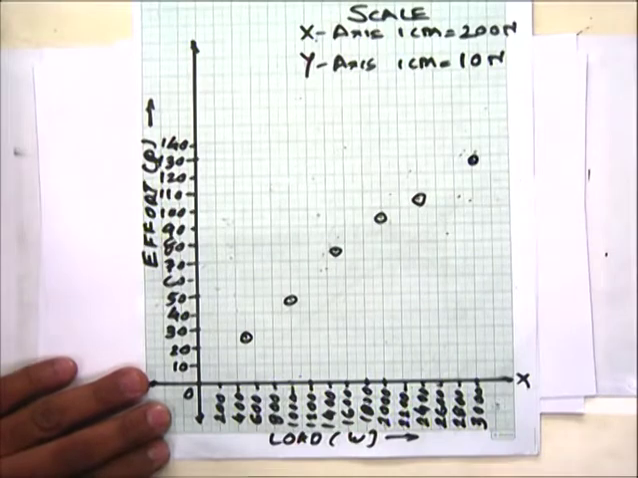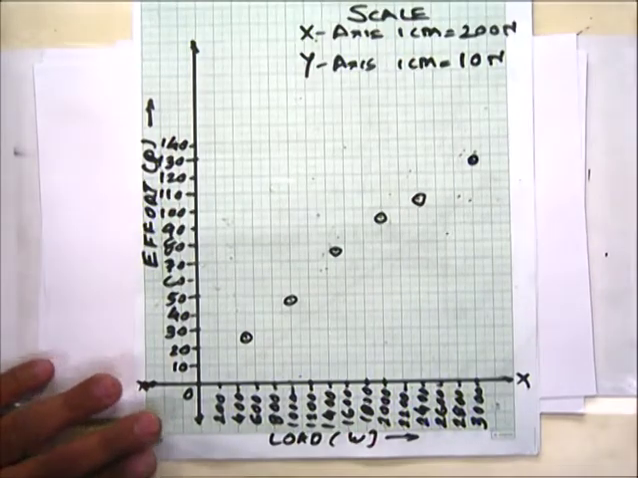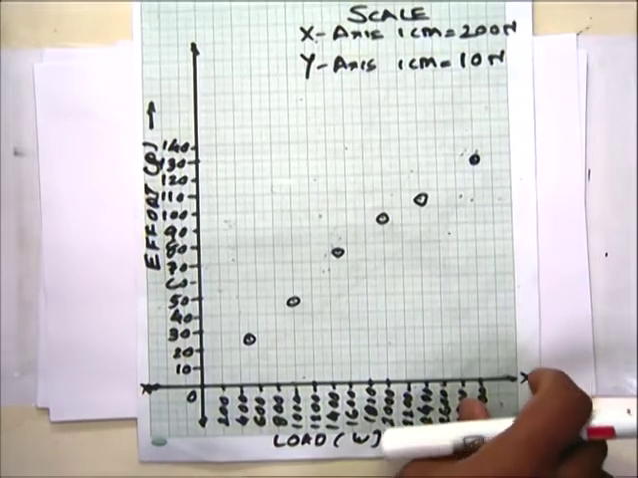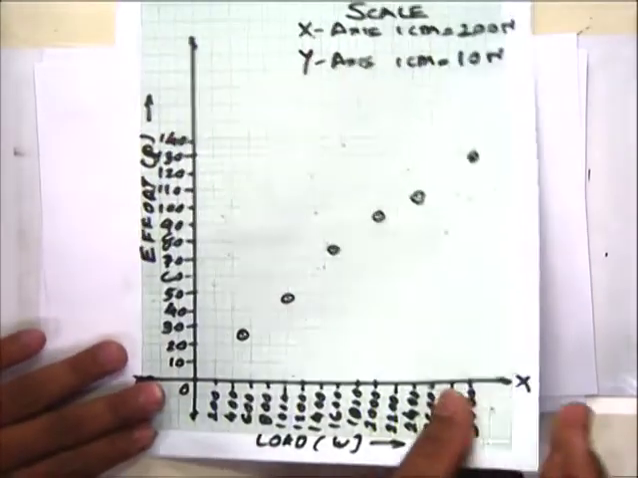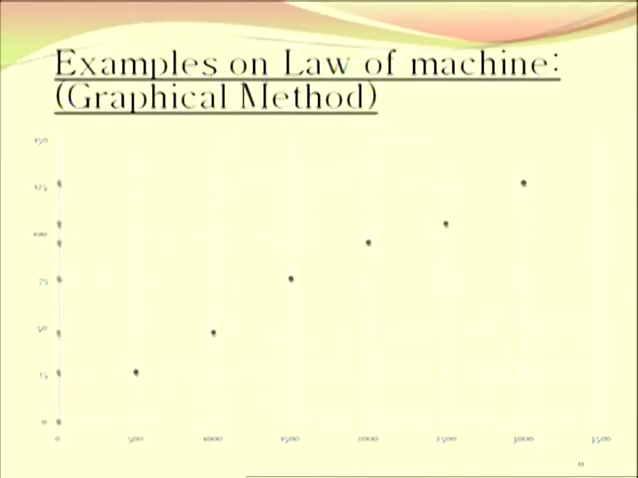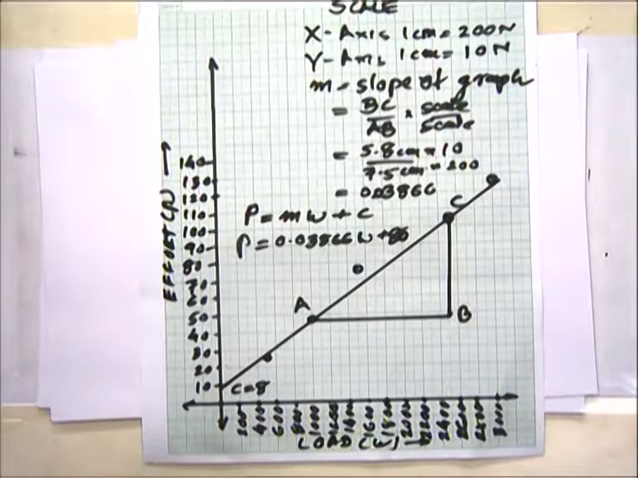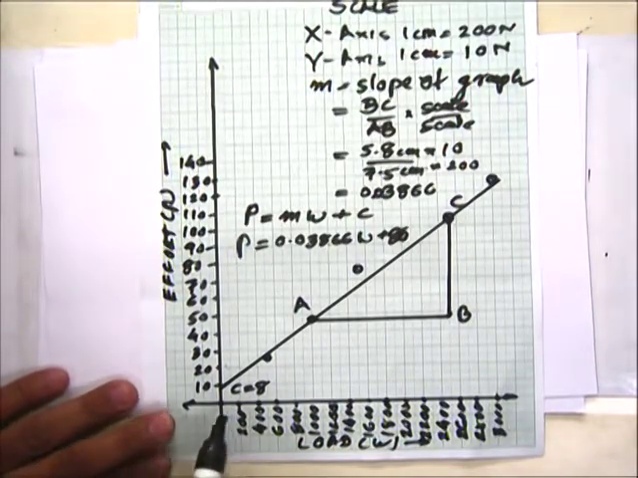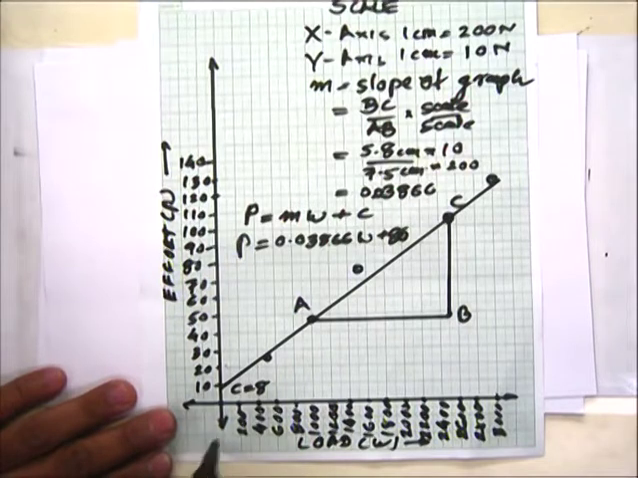This way we can plot the various data as dots on graph paper, and then we have to draw the law of machine. For that purpose we draw a straight line passing through them. I have already completed that, and it is here. After completing the straight line we get an intercept on the y-axis, which is called C, and C here for this data is equal to 8.